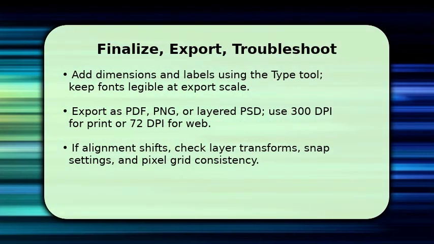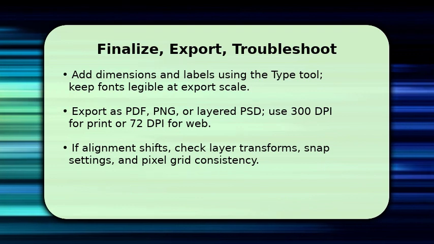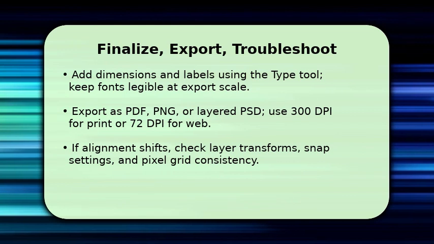Finish by adding dimensions and labels with the Type tool, choosing font sizes that remain readable at your intended output scale. Hide or remove the original raster plan and fine-tune vector stroke weights, then export as layered PSD for future edits, PDF for sharing, or PNG for quick previews. Use 300 dpi for print and 72 dpi for screen.